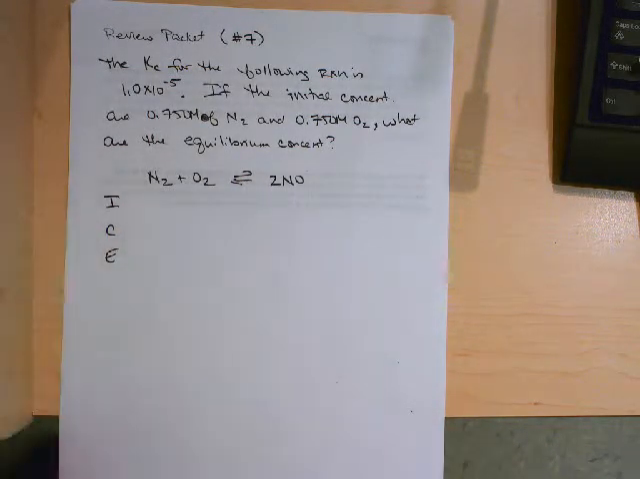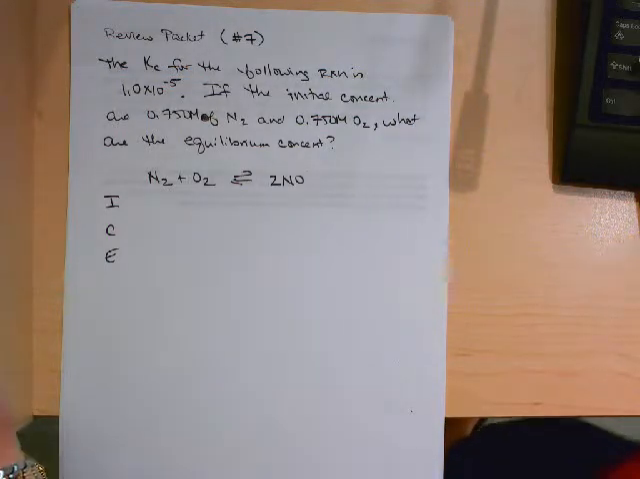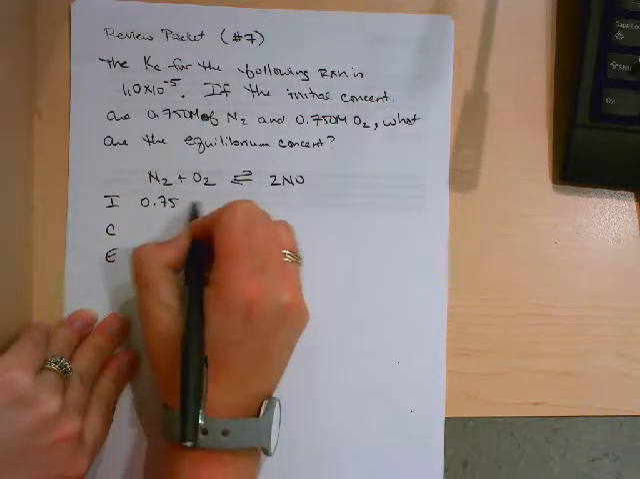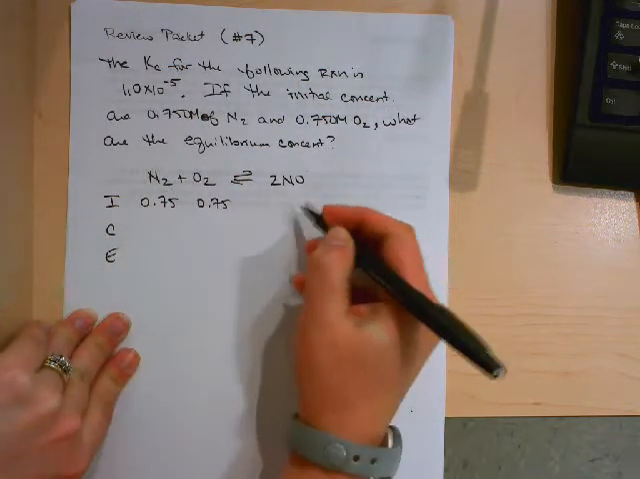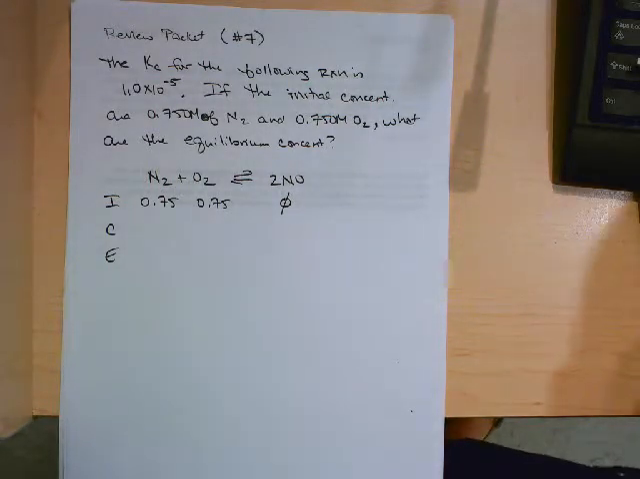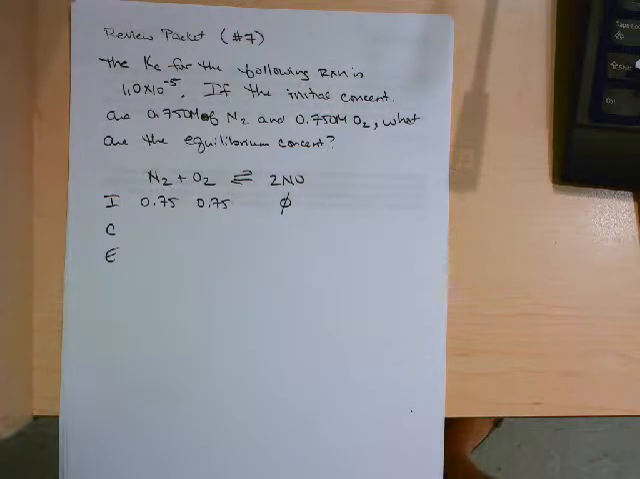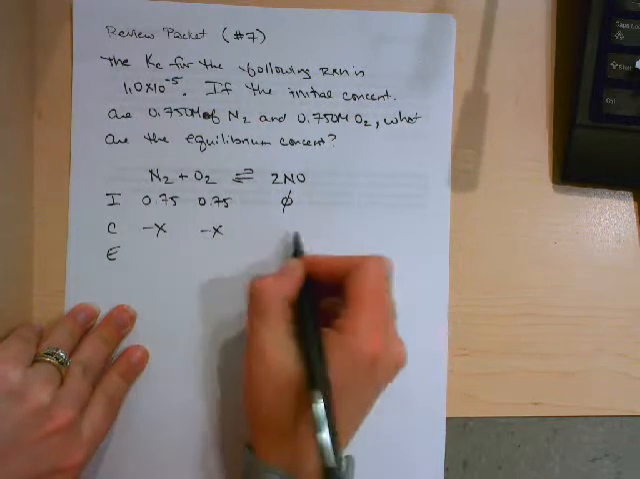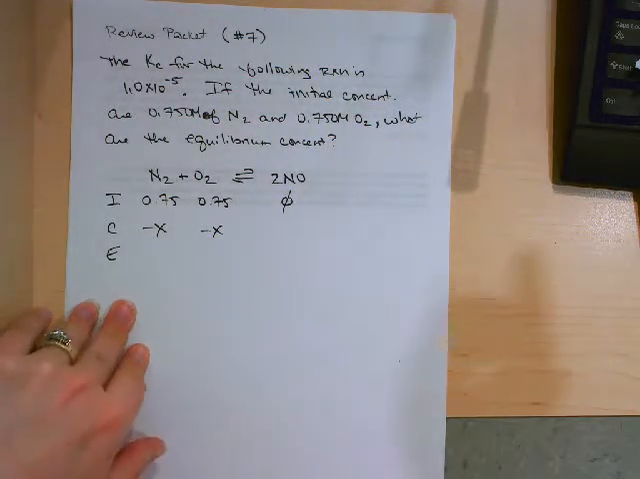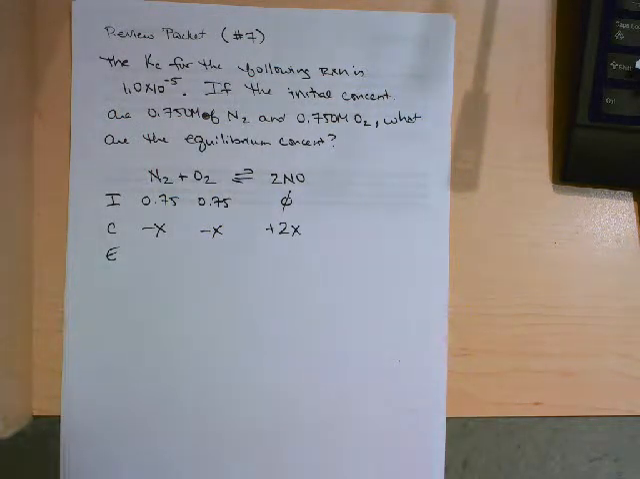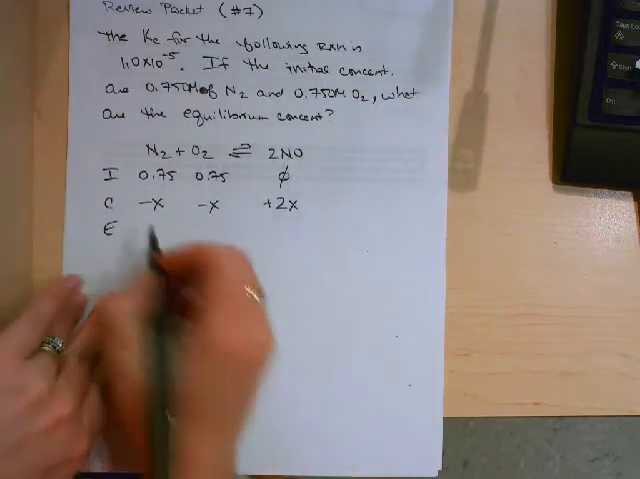Are we in the correct units to do an ICE chart? Yes, we're in molarity already. So 0.75 and 0.75. What do I have initially of the NO? 0. What happens in the change column then? Minus x over here, minus x for this one, and plus 2x for this one, because there's a coefficient of 2.